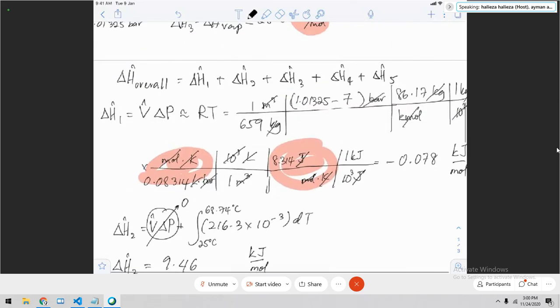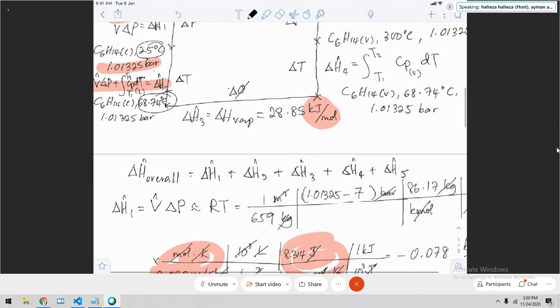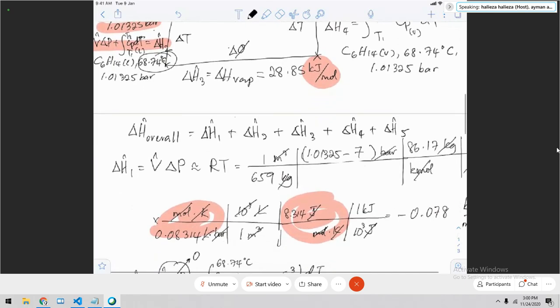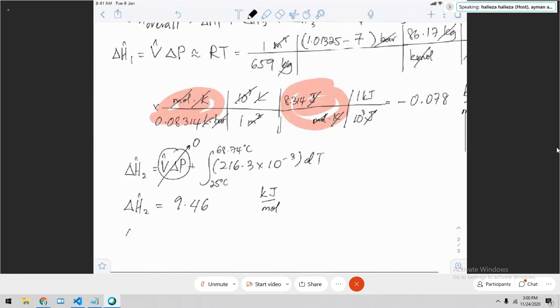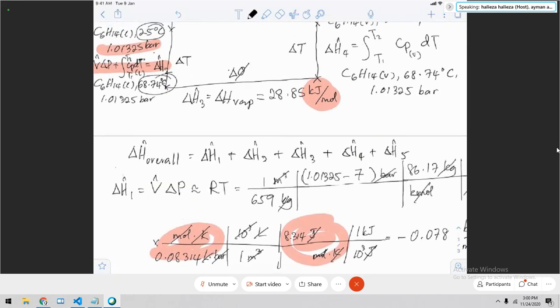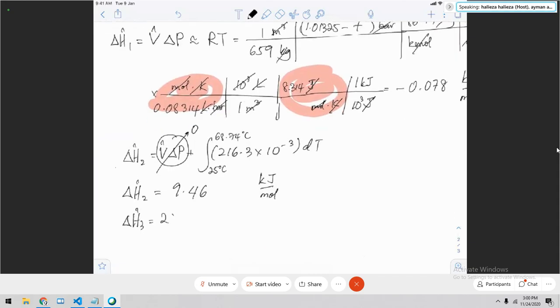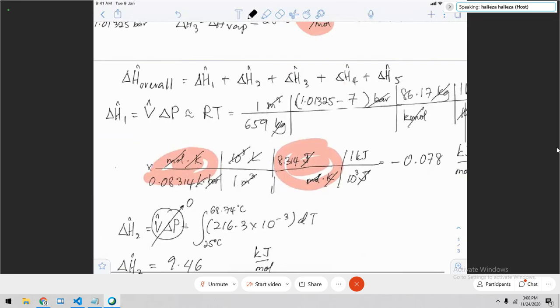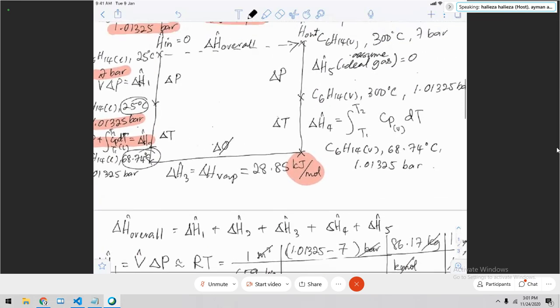Our third change of enthalpy we know is going to be the change of phase. We have the latent heat for that. So we're going to write that down. We have the latent heat for the third change of enthalpy, 28.85 kilojoules per mole. Okay, our fourth change of enthalpy. Let's look at our hypothetical path. Our fourth change of enthalpy involves integrating the Cp of vapor for n-hexane.